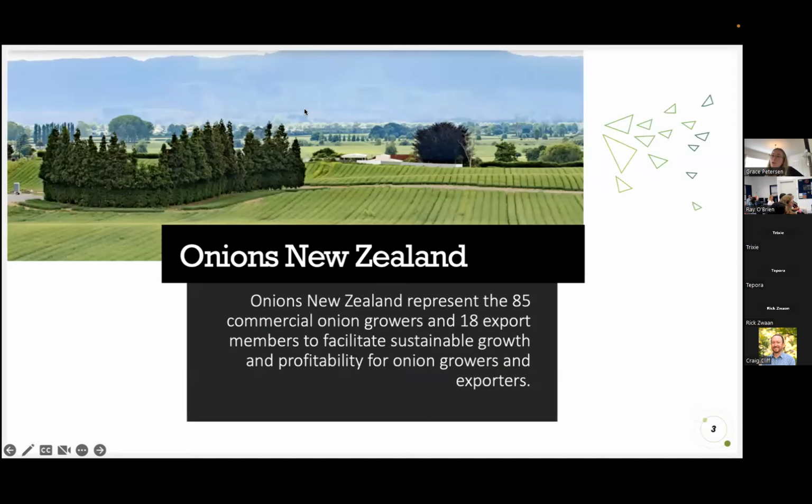Over the summer, I've been working with Onions New Zealand to look at waste in the onion growing industry. Onions New Zealand are an organisation who represent 85 commercial onion growers and 18 export members. Their vision is to facilitate sustainable growth and profitability of onion growers and exporters. To assist with this vision, Onions New Zealand approached food waste innovation at Otago to further grow in this area.